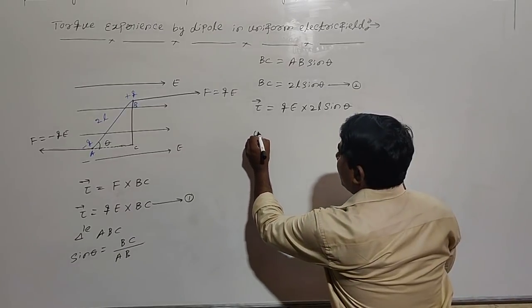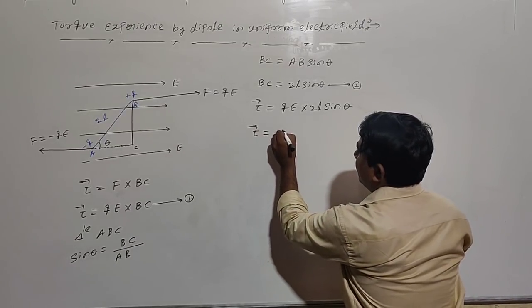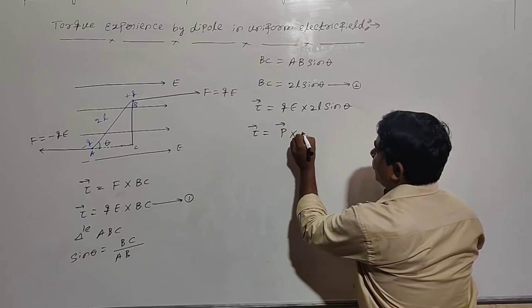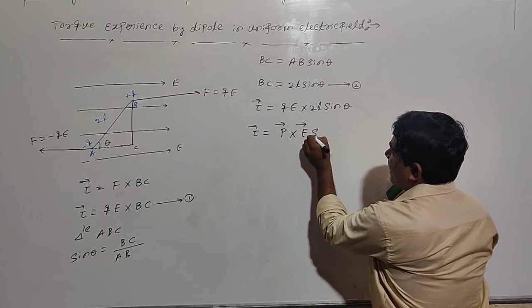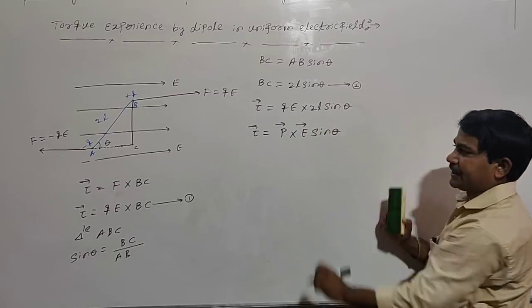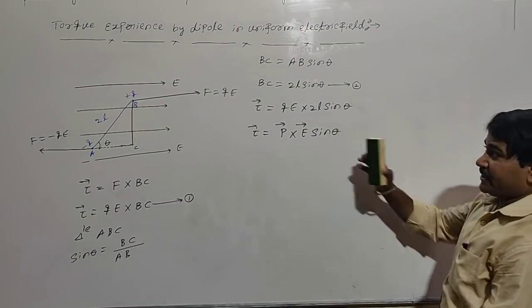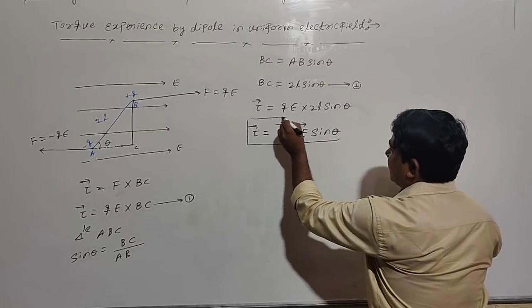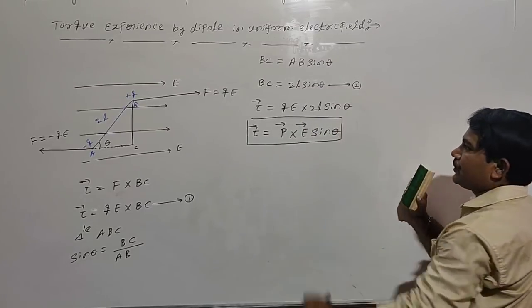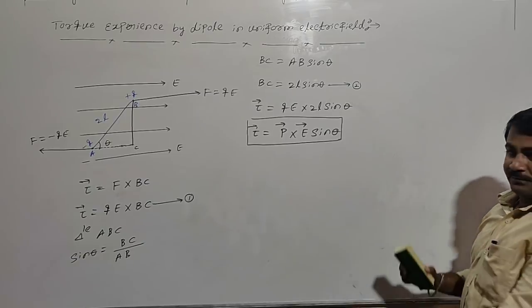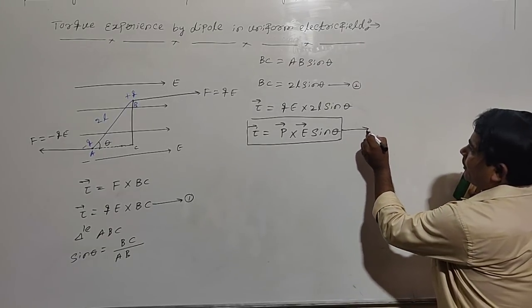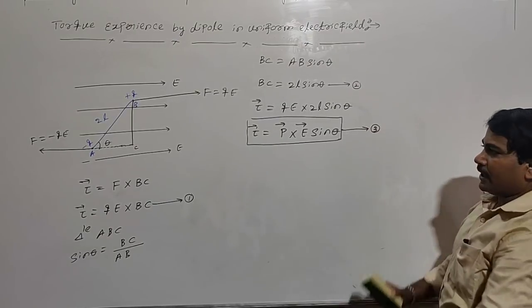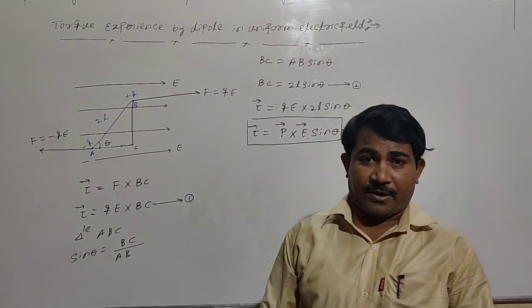Then how to say here? Tau is equal to what? Tau is equal to P cross E sin theta. So this represents what? This represents torque experienced by dipole in a uniform electric field.